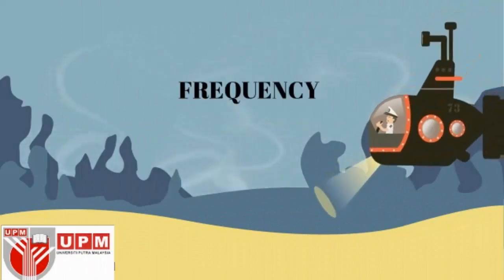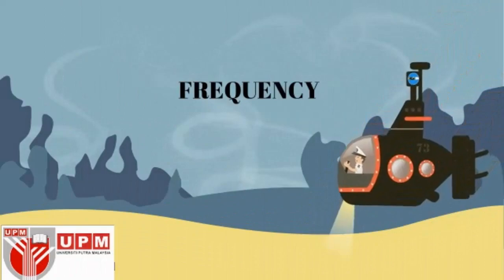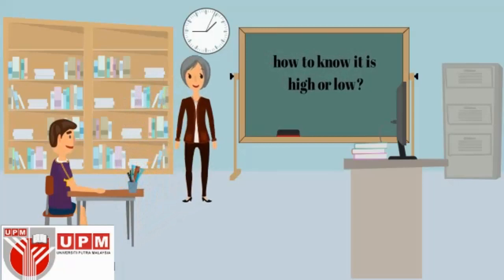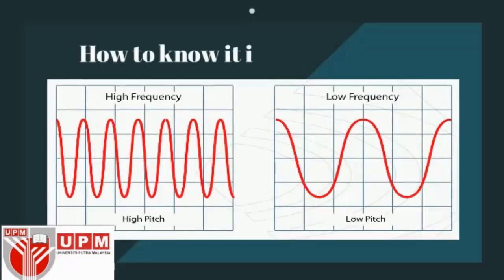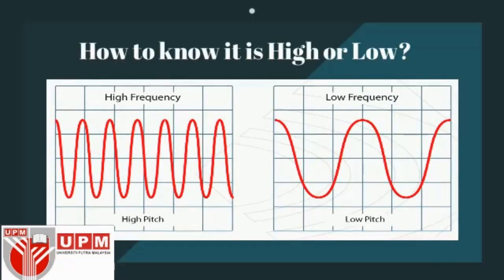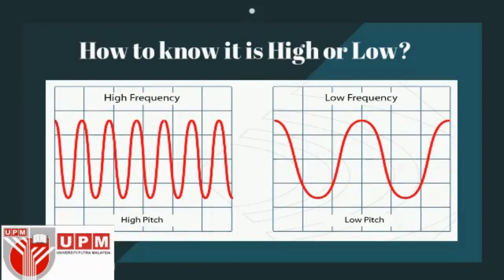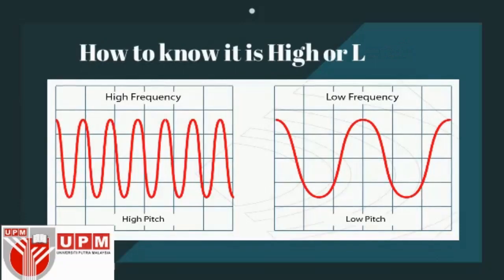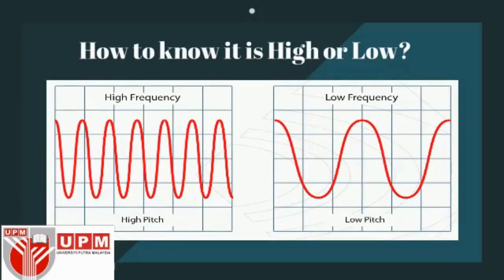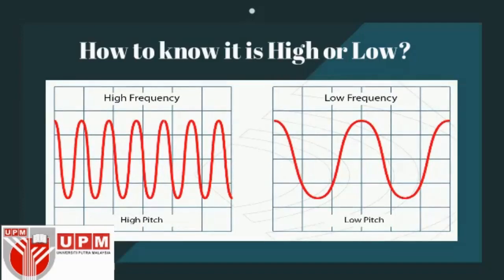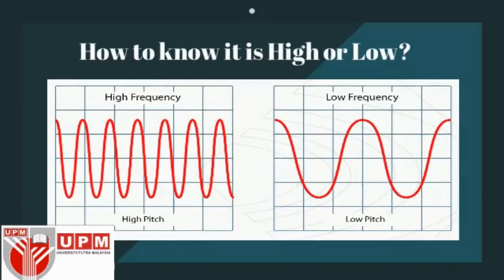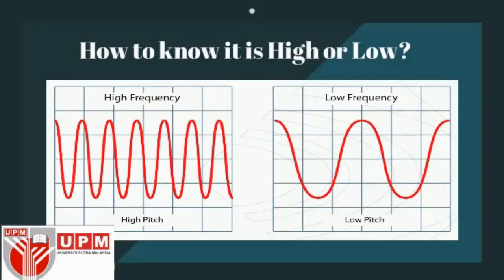Frequency. It is an important measure of sound. How do we know if it is high frequency or low frequency? Based on the picture given, on the left side, the higher number of waves coming into a fixed place at a given time means a high frequency. While on the right side, with the lower number of waves coming, we hear a low frequency sound wave. Therefore, the higher the number of waves, the higher the frequency.